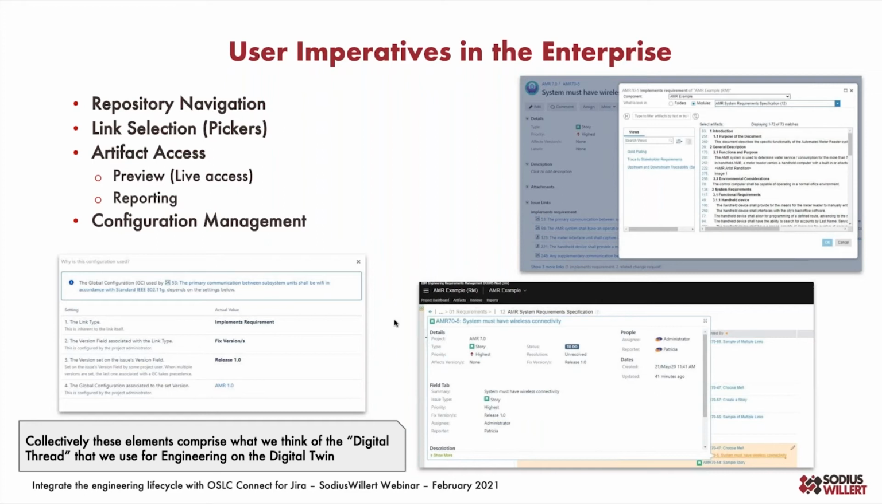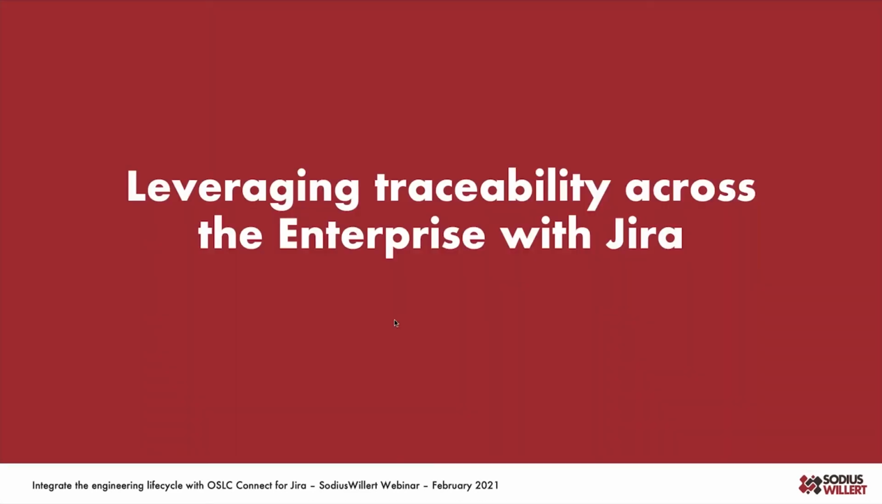And we kind of collapse this all into one term, which is the digital thread. How do I link between all these different repositories? How do I link between these artifacts? That's the digital thread. That's really what makes our digital twin operational. And that's our goal here. So how do we do that within Jira? Let's get pragmatic about this along the way.